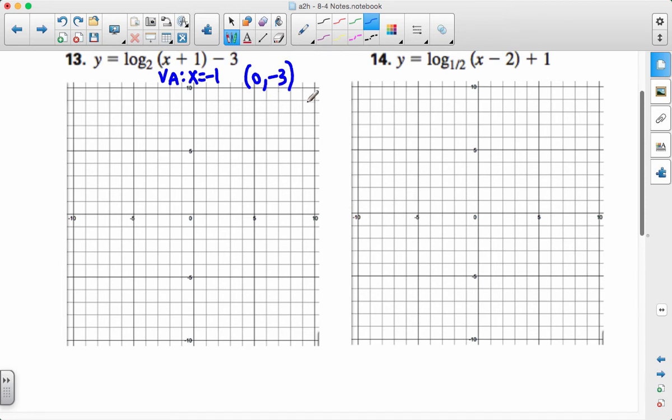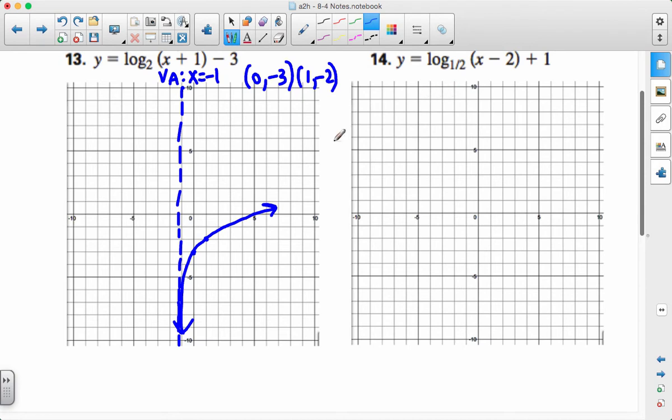All right, next point. I will make this the same as the base. So I want to make it a 2, so I'll plug in a 1 to make the argument a 2. Log base 2 of 2 is 1. 1 minus 3 is -2. Awesome. So here we go. I'm going to have my vertical asymptote here. I have (0, -3) and (1, -2), and I can make that curve.